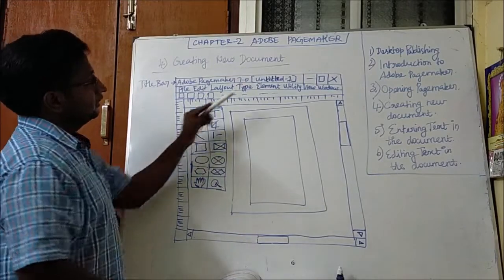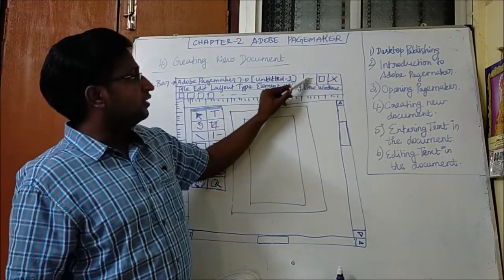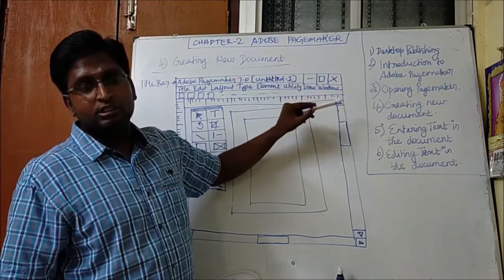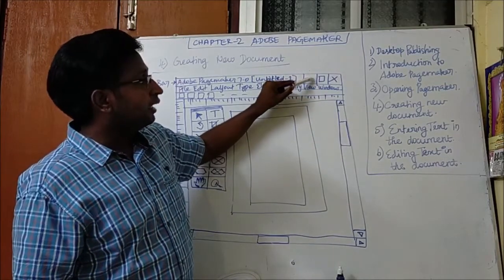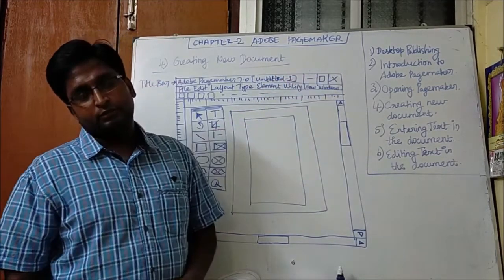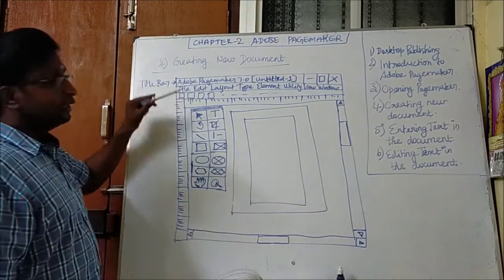Next, at the top right, you will have the control buttons, which consist of the minimize, maximize, and close buttons. The next one is the menu bar.